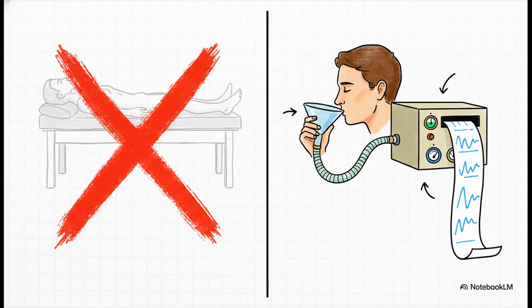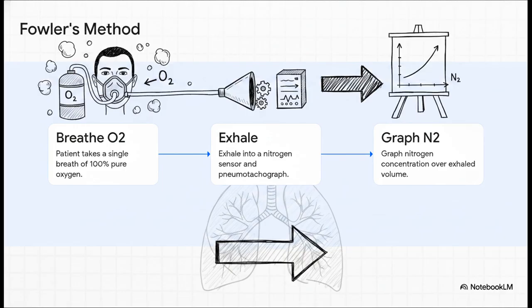He came up with a technique called the nitrogen washout. Here's how this wonderfully elegant procedure actually works. First, they hook the patient up to a pneumatachograph, which measures flow over time to give us volume, along with a nitrogen sensor. Now, normal room air is roughly 79% nitrogen. The patient takes one single massive breath of 100% pure oxygen. That pure oxygen completely floods the respiratory tract and flushes out all the nitrogen sitting in the anatomical dead space.